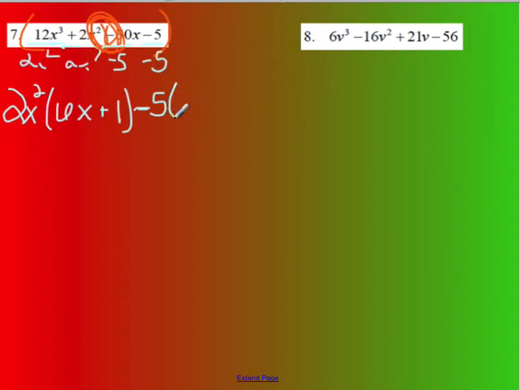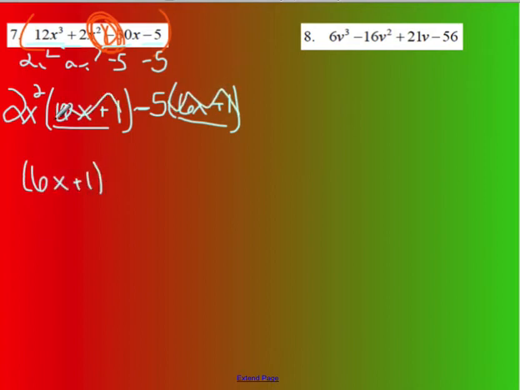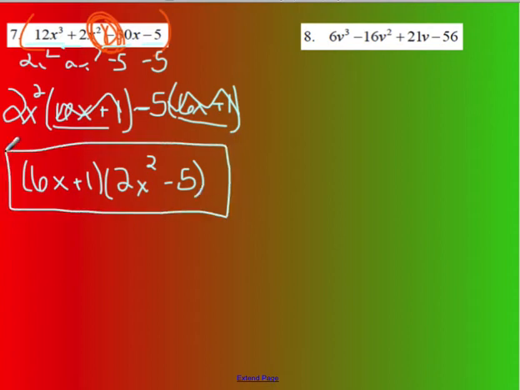30 divided by negative 5 is 6, and then x. 5 divided by 5 is just 1. Okay, so then I have 6x plus 1, 6x plus 1, so I can write that out. And then, once I've written that out, I'm going to write what's left after that, which is 2x squared minus 5. So I have 6x plus 1 and 2x squared minus 5. So that's your final answer for number 7.